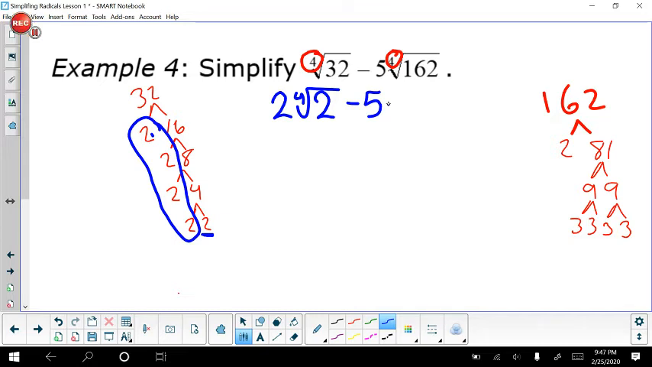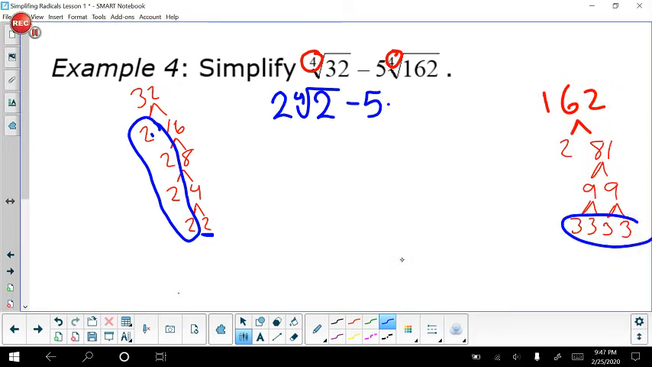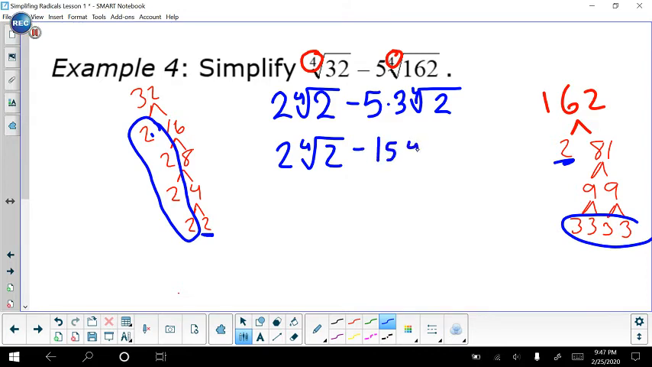All right, so we're looking for 4 numbers that are the same. In this case, it would be 3. Okay, so 3 would go on the outside, the 4th root, and our remainder for this problem is just going to be 2. Okay, next step is to simplify. So that's going to be 2 4th root 2 minus 5 times 3, which is 15, the 4th root of 2.